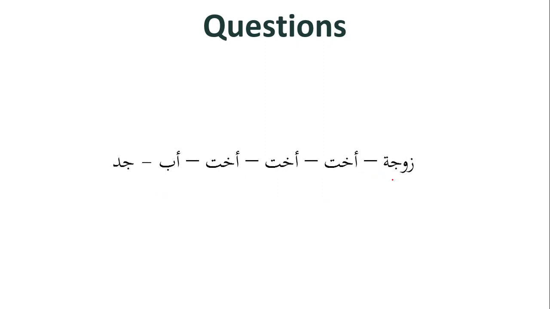So in this situation, the zawja would receive a quarter, the ab would be asaba, the jad would be mahjub, and the three akhawat here, because of the ab, would also be mahjub.